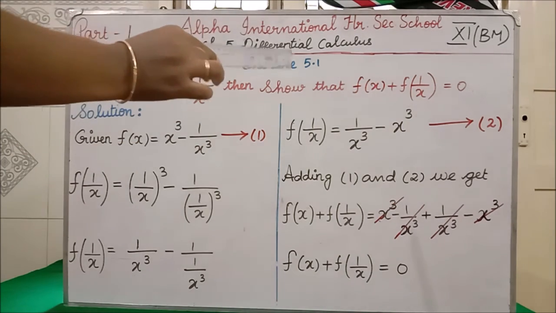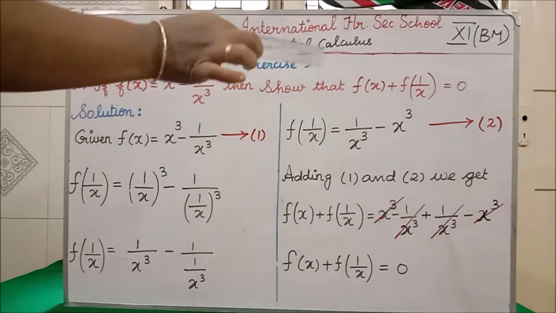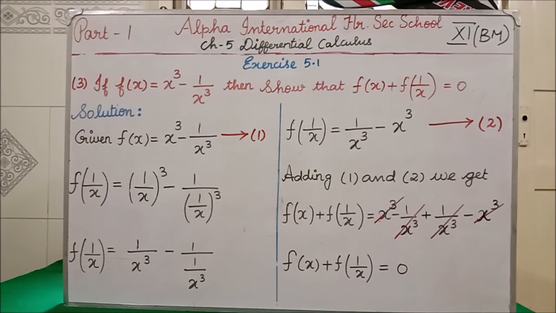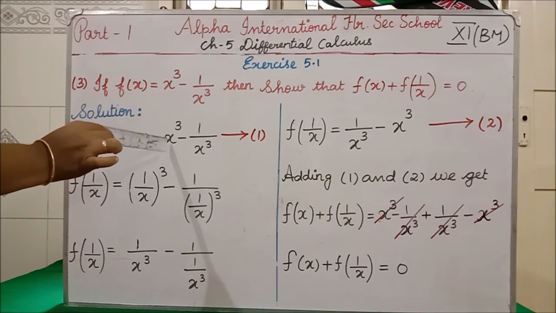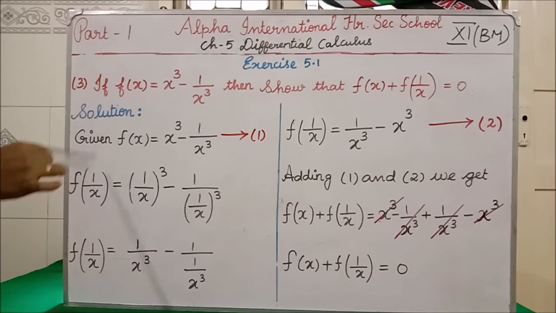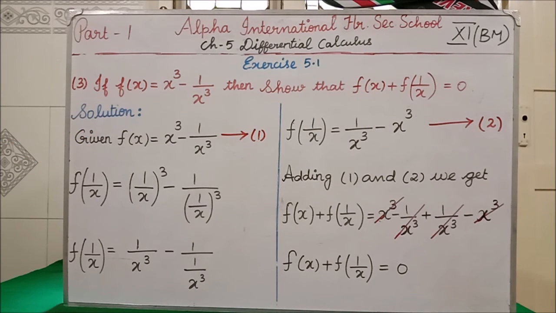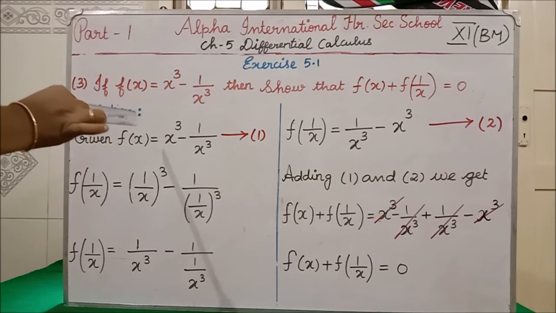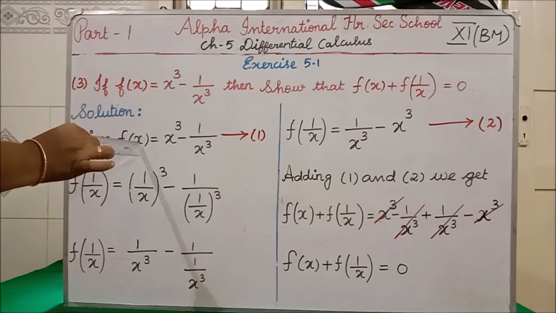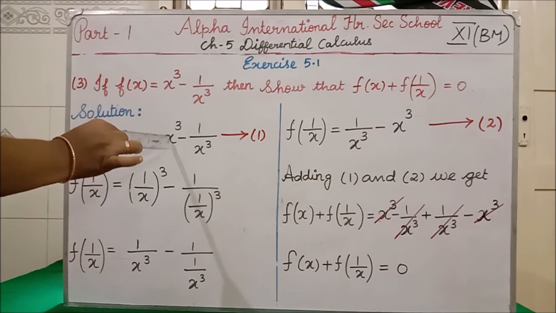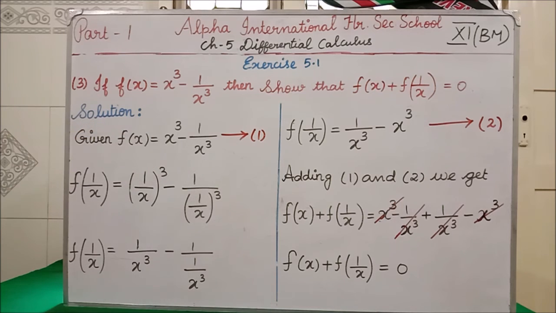Next, what we have to add with this f of x? f of 1 by x we have to add. So you see in the f we are having in the bracket instead of x, I am having now 1 by x, isn't it? So if x means here x, here 1 by x means in the place of x you have to write 1 by x. Clear students? Since we are having x, so in the answer also we are having x and x.